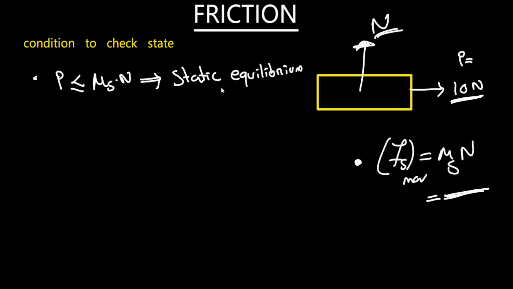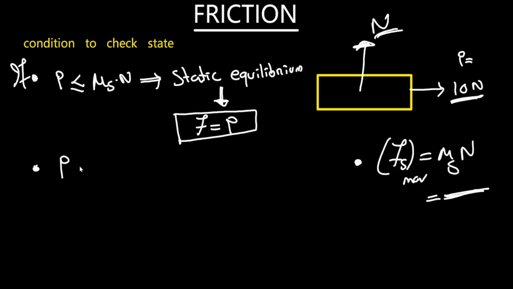If the object is in static equilibrium, what will happen? The frictional force will be equal to the applied force. This is the first condition. If the applied force is greater than mu s into N, that means the resistance given by that contact surface becomes less than the applied force, then there will be motion. So the object will be in dynamic condition. The object will be in motion.